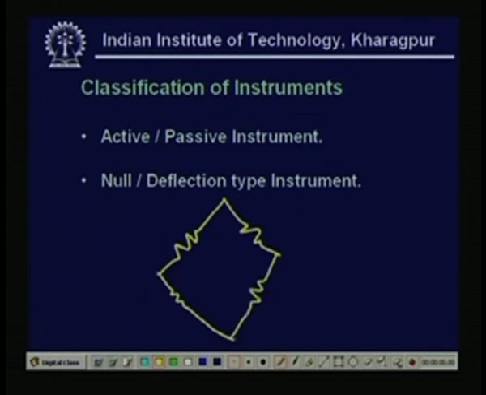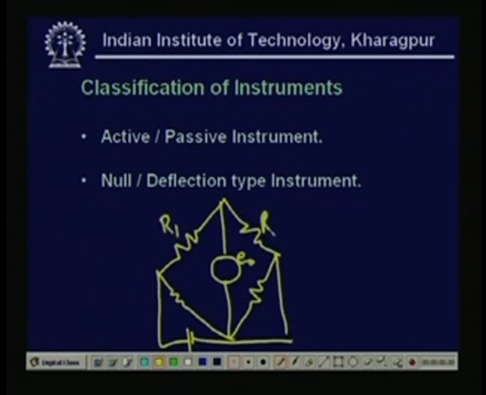This is our Wheatstone bridge. I have a power supply here and I am measuring the output voltage here, E naught. Suppose these are R1, R2, R3, R4. Simple. I can write that R1 is equal to R4 by R3 into R2, is it not? At balance, I can write like this, when there is no current flowing through the detector. Suppose this is a detector or voltmeter.